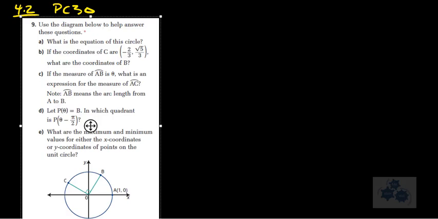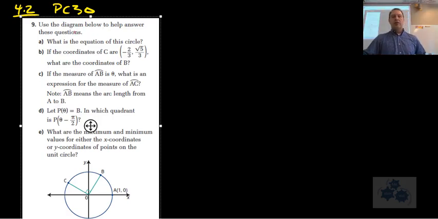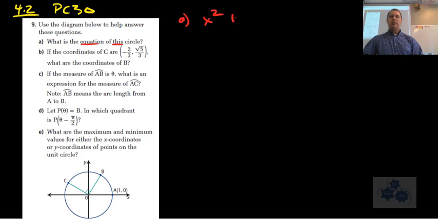Okay, so question number 9, 4.2, Pre-Calculus 30 says this, important for you to know. Use the diagram below to help answer these questions. All right, what is the equation of this circle? We talked a little bit about equations of circles. Remember, the equation for a circle is x squared plus y squared equals r squared. Now, r would be the radius.